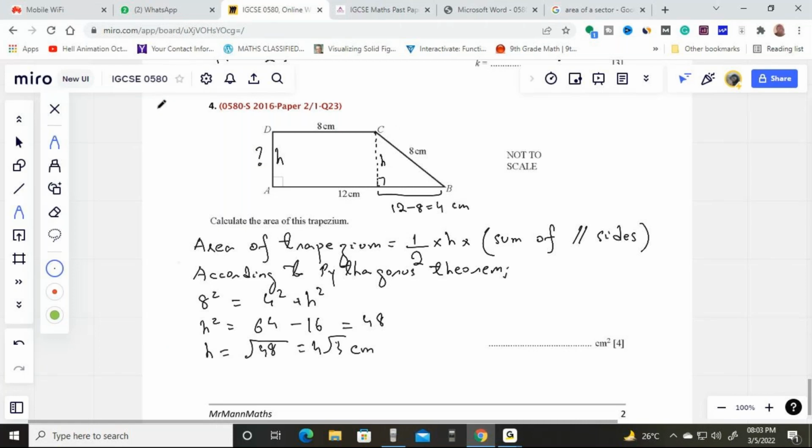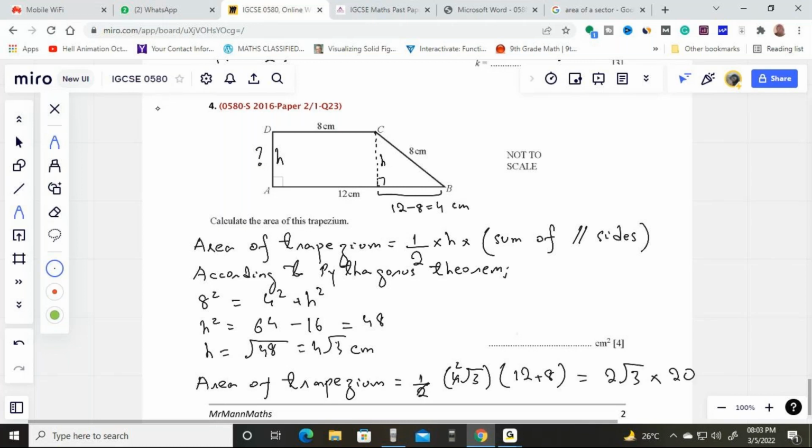Alright? Now you are going to use your area of a trapezium formula. Area of trapezium is half into height into sum of parallel sides. And now you solve it out. 2 under root 3 into 20. That's 40 under root 3 centimeters square.